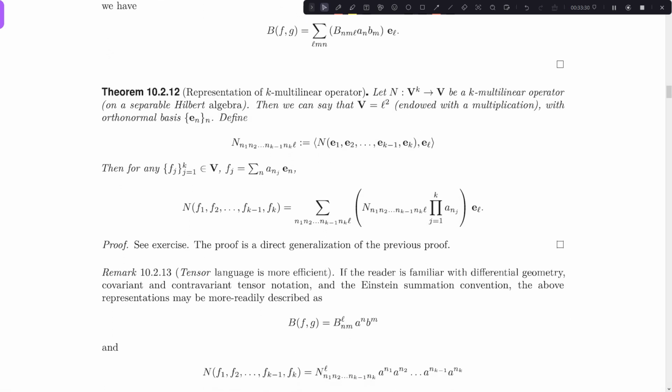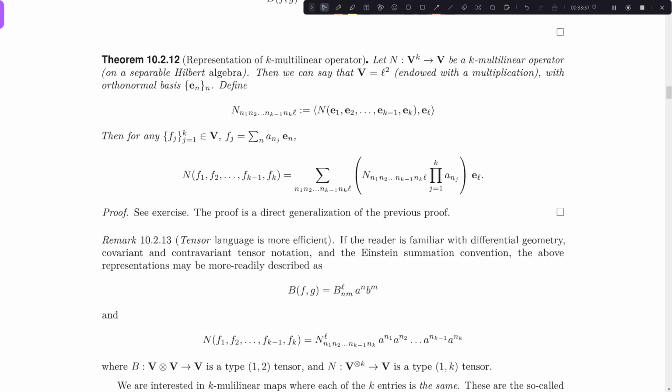I've got a remark about tensors. If anyone is familiar with tensors and the Einstein summation convention, you can represent these a little bit more cleverly.